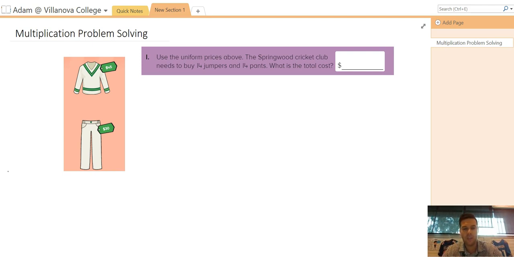Last week we looked at some multiplication word problems, and we've got a couple here that were certainly a little bit challenging for some of us. So I'm just going to show you how best to work out a problem such as the one above and certainly show you the best strategy to use to solve these.